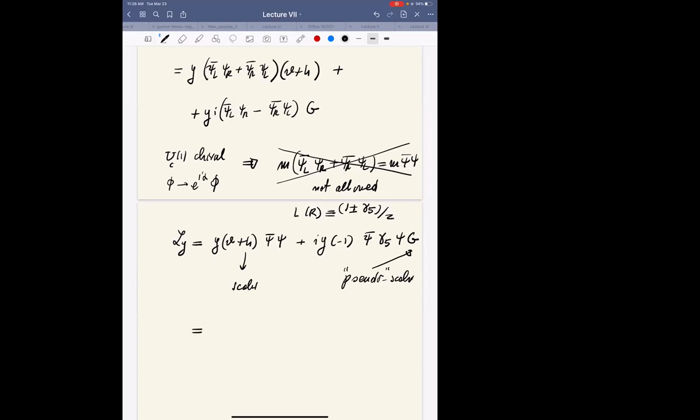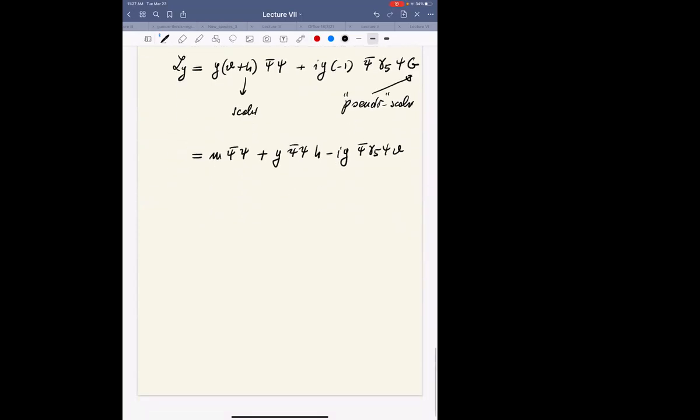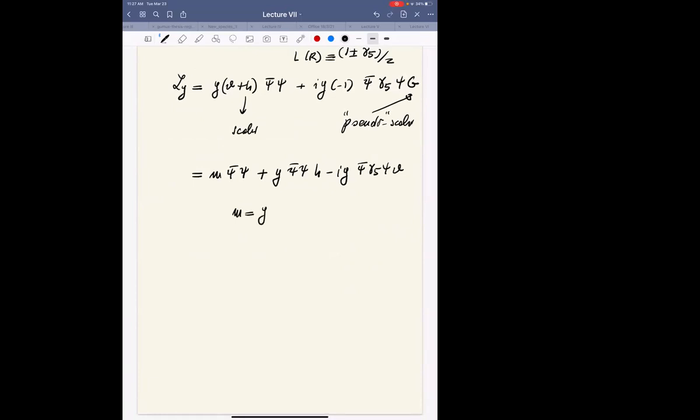And what I have is m psi bar psi. I got a mass, the beauty of the Higgs mechanism, and I have this so-called Higgs that couples like, let's write it. Yukawa psi bar psi H minus i Yukawa psi bar gamma 5 psi G. What is m? m is Yukawa times V. Remember what I said? With spontaneous symmetry breaking, the mass of every particle will be proportional to V.